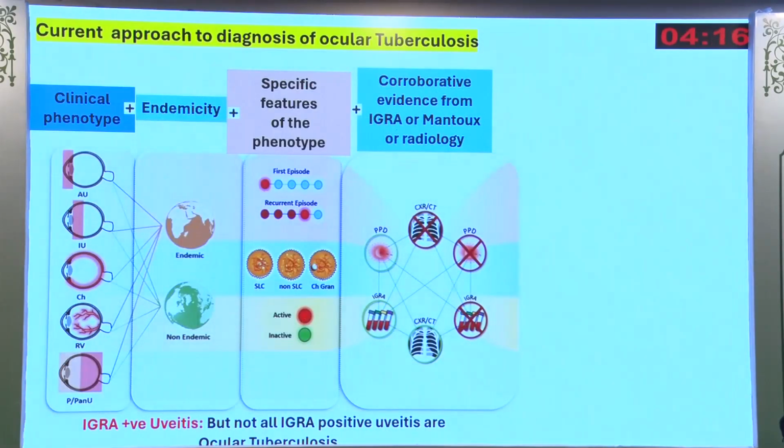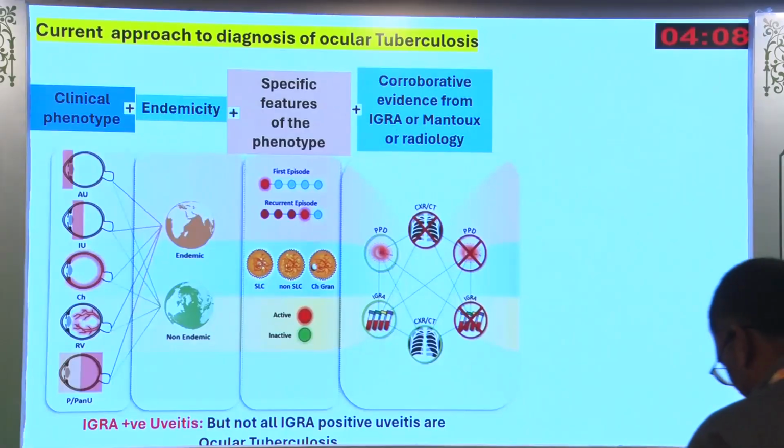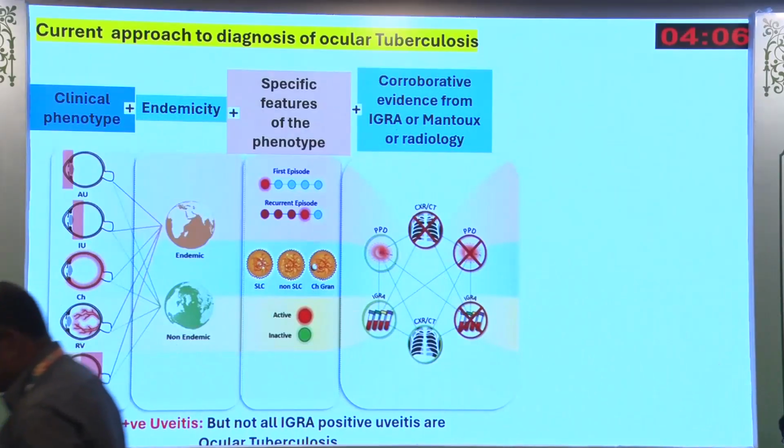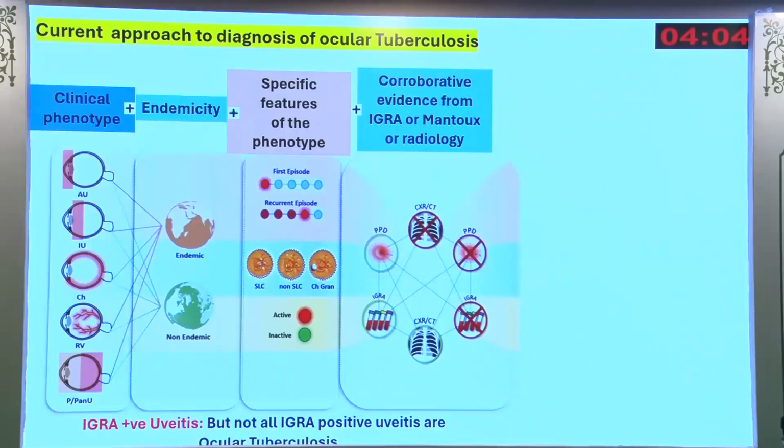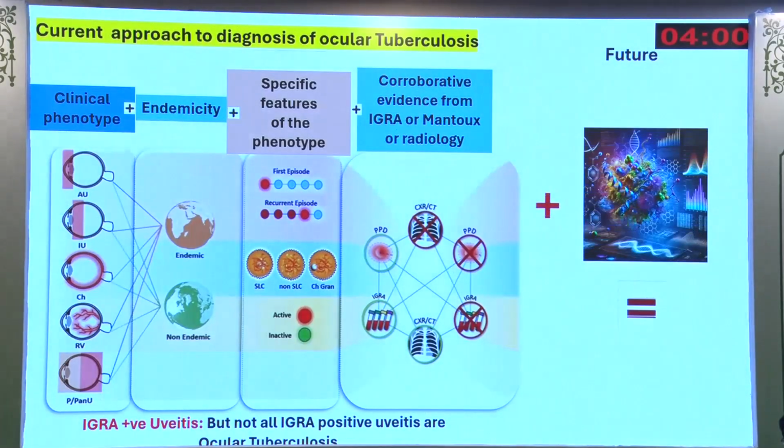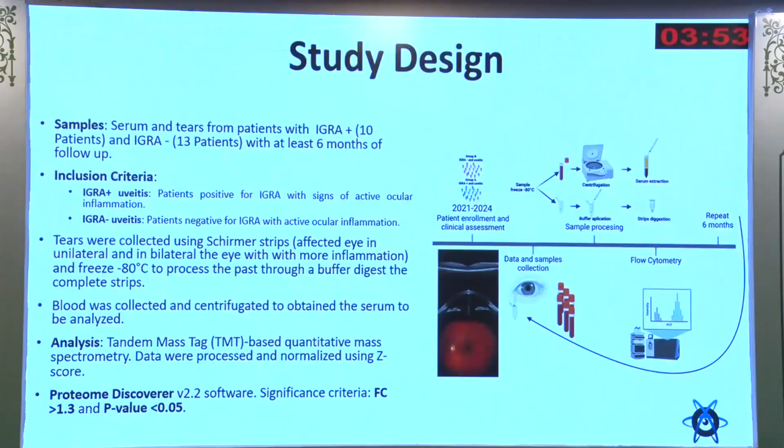I put up one slide here on the status of affairs, where the TB diagnosis is based on the clinical phenotype, on endemicity, on certain specific features of the phenotype, and on certain corroborative tests. We do other tests also to support that. But how about putting in more specific tests, particularly from something which is more accessible? That was the aim behind starting the study.